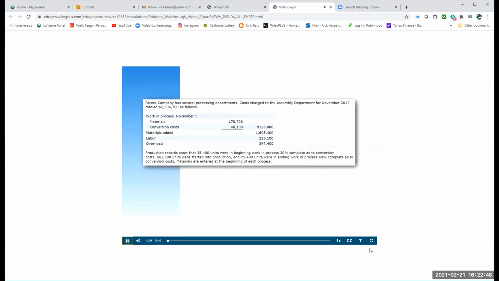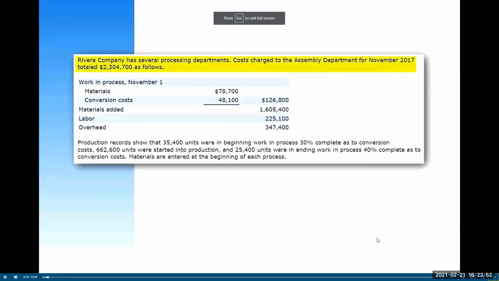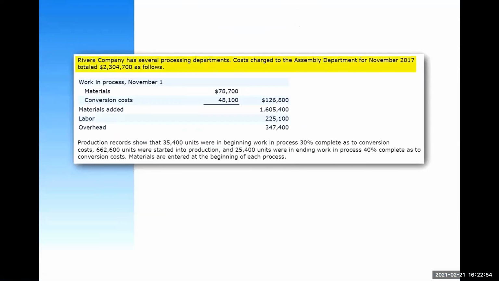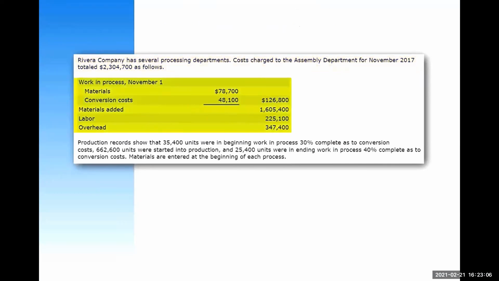The purpose of this problem is to prepare a production cost report. We're told that Rivera Company has several processing departments. Costs charged to the assembly department for November 2017 totaled $2,304,700. We're given a breakdown regarding those costs in terms of beginning inventory, the materials, labor, and overhead.